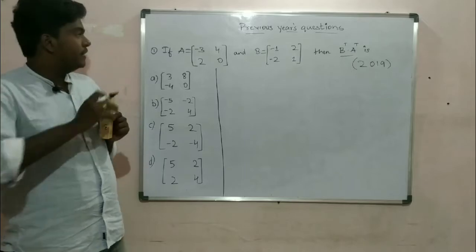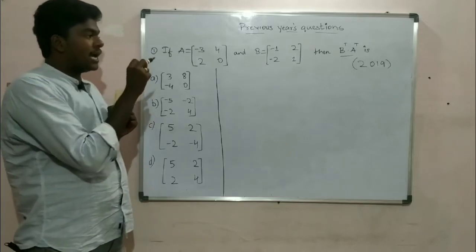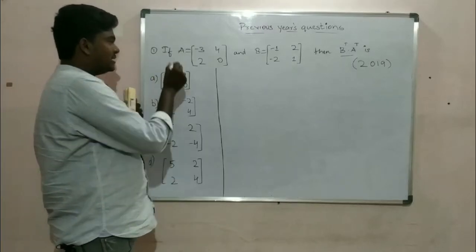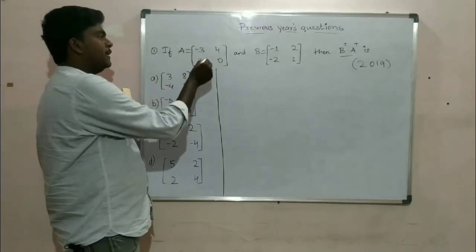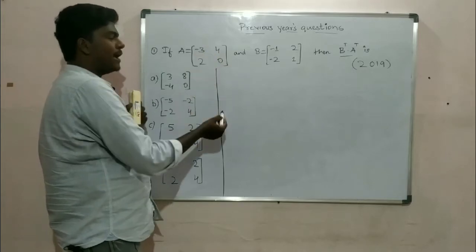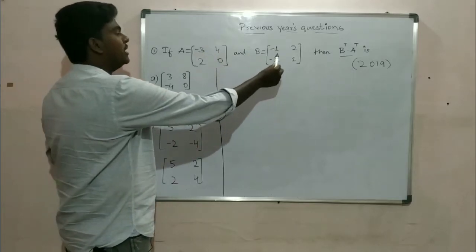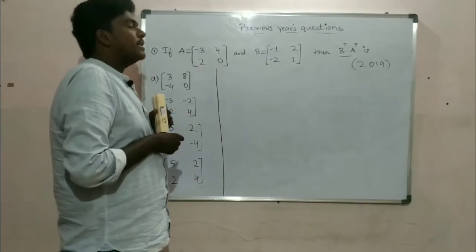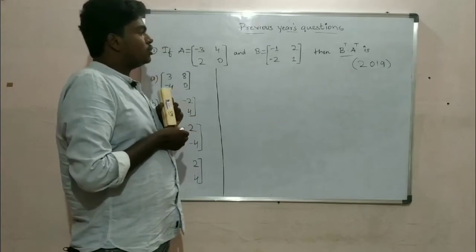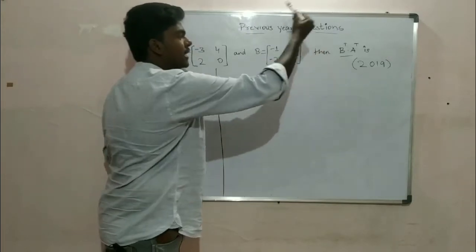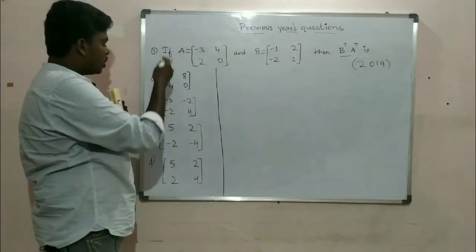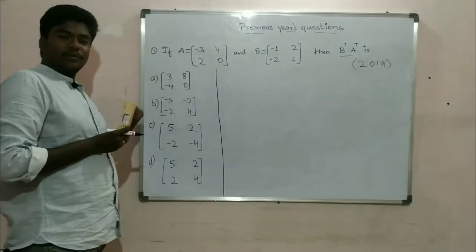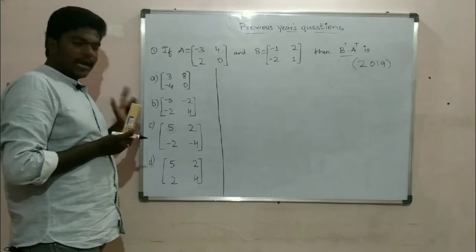Okay, let's begin. This is a problem which was asked in the year 2019. If A is equal to [-3, 4; 2, 0] and B is equal to [-1, 2; -2, 1], then B transpose into A transpose is? We have to find B transpose into A transpose. These are the options given. We will first solve the problem, then check with the options and the answer.